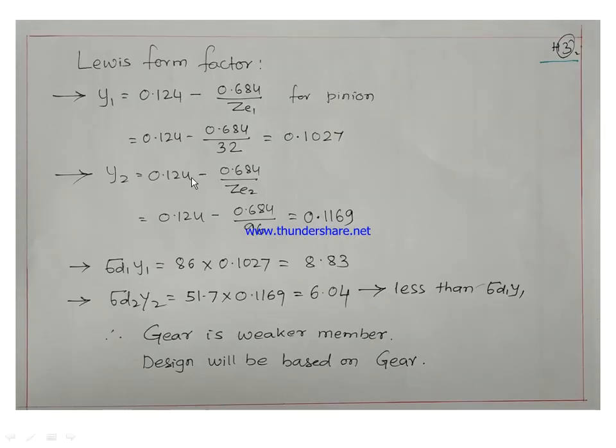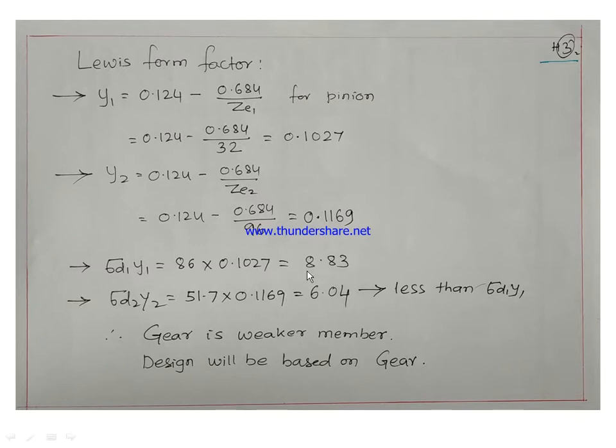Once the virtual number of teeth are calculated on pinion and gear, next using the Lewis form, using standard equation, we need to determine the Lewis form factor for gear and pinion by using the virtual number of teeth information. So this is y1 for pinion and this is y2 for gear. Then calculate the product sigma d1 y1 for pinion, similarly sigma d2 y2 for gear, in order to determine which member is weaker, whether pinion is weaker or gear is weaker.